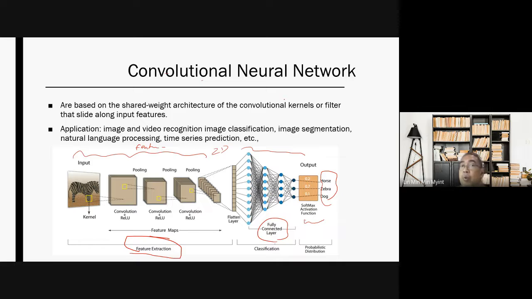So what is a convolutional neural network? It is based on the shared weight architecture of the convolutional kernel or the filter. As the name mentions, at the beginning it needs to do the 2D convolution a lot.